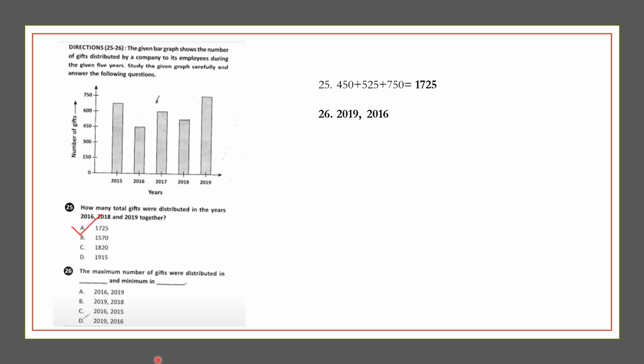Now let's see question number 26. The maximum number of gifts was distributed in blank and minimum in blank. So maximum number of gifts were distributed in 2019 and minimum is in 2016. So our answer is option D.